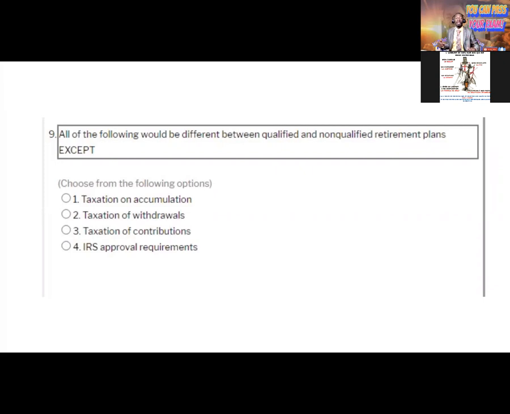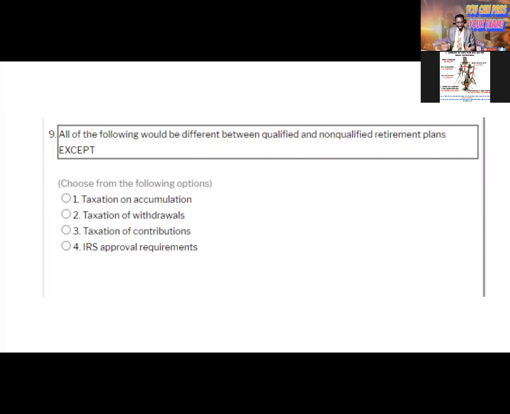It must be permanent. It cannot be temporary. And you have to communicate it to everybody, to all the employees. It has to be for the benefit of the employees and their beneficiaries. But non-qualified plans can discriminate against people. They can pick and choose who can participate in the plan. That's why it's not tax deductible, while a qualified plan is tax deductible. So you need to know the difference, and which plan falls into which.